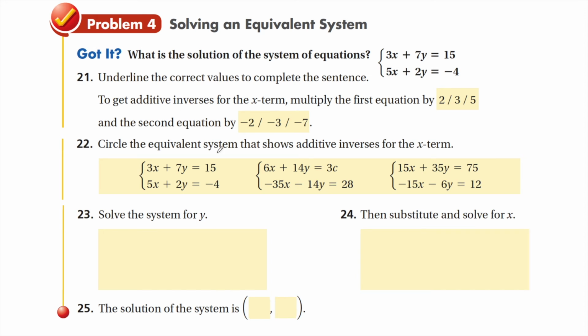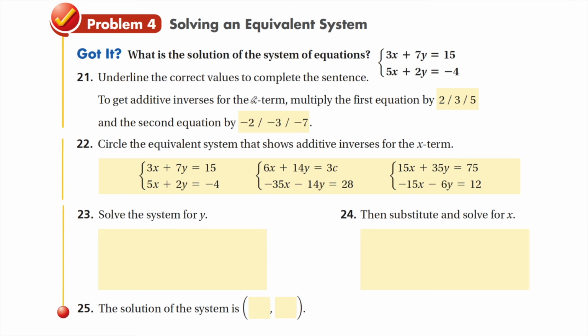Problem number 4, solving an equivalent system. What is the solution of the system of equations? Underline the correct values to complete the sentence. To get additive inverse with the x term, you must first multiply the first equation by some sort of number.